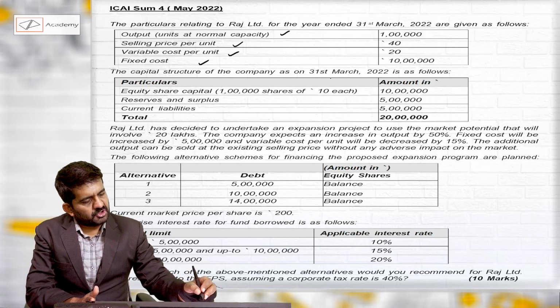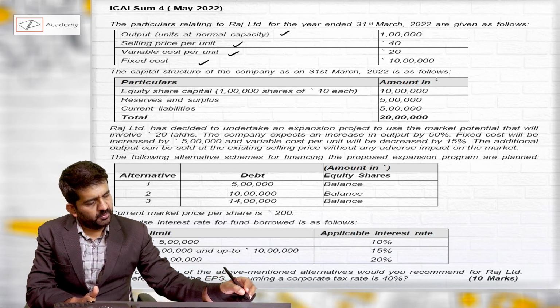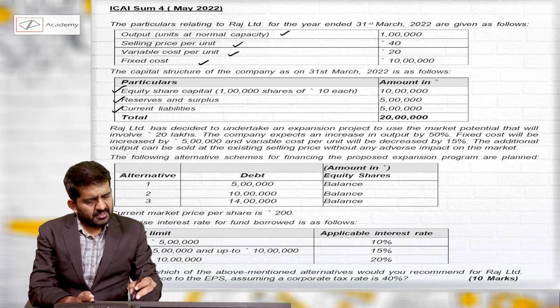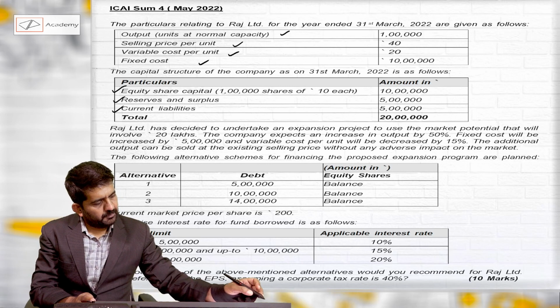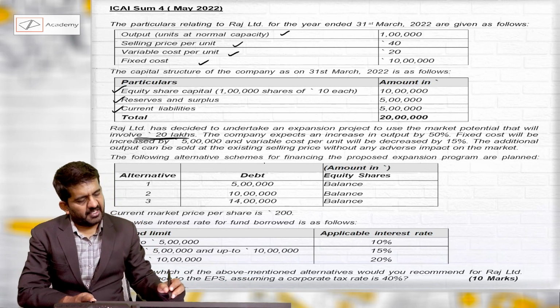The capital structure of the company as on 31st March 2022 is as follows. So there's this capital structure. There is equity share capital, reserves and surplus and current liabilities. Raj Limited has decided to undertake an expansion of the project to use the market potential that will involve 20 lakhs rupees. So additional requirement is 20 lakhs rupees.